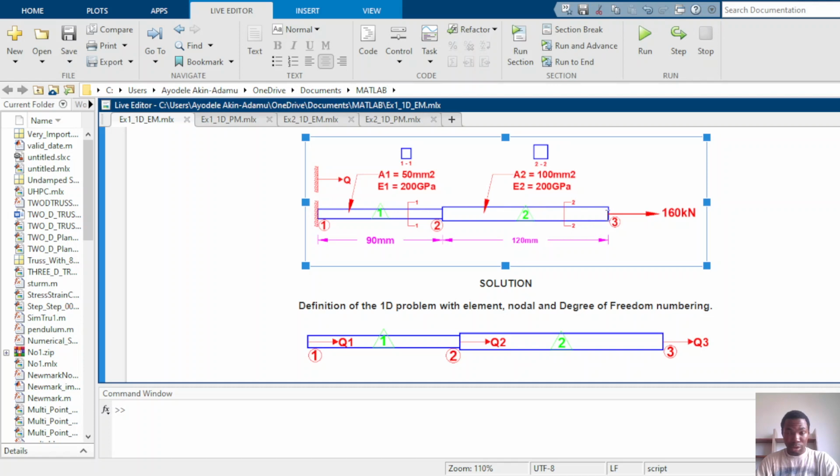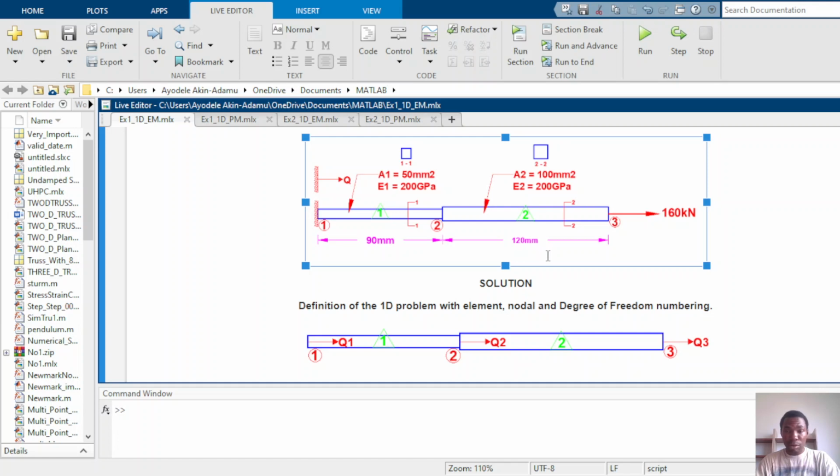So this is our finite structural model. The finite structural model has a pin support at node 1 and at node 3. We have a 160 kilonewton applied horizontal load. We have our geometric and material properties defined by A1, E1, and A2, E2. And the lengths of part 1 and part 2 are 90 mm and 120 mm respectively.